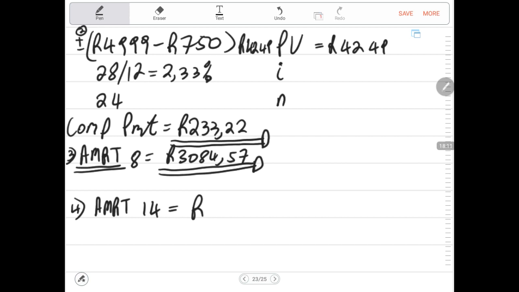So now, instead of that 8, I press 14. Remember, make sure that it says amount P2, then I press 14, then I say enter, then I scroll down again. Now, meaning I set amount 14, then it gives me 2,058 rand 86 cents. This is the balance after the 14th payment is made.